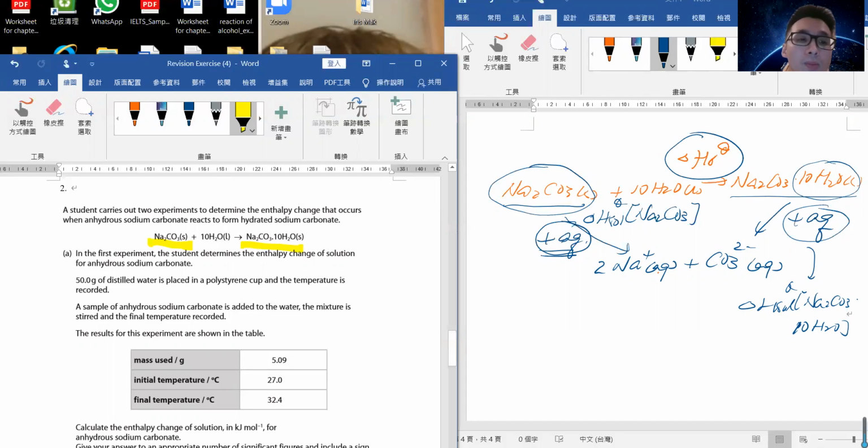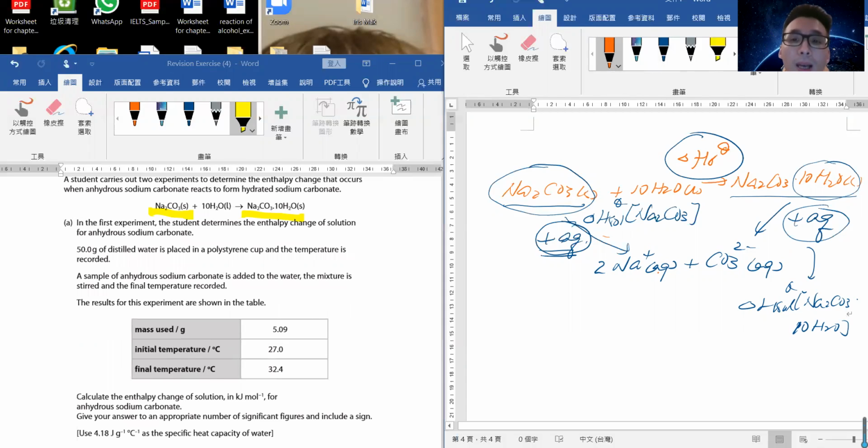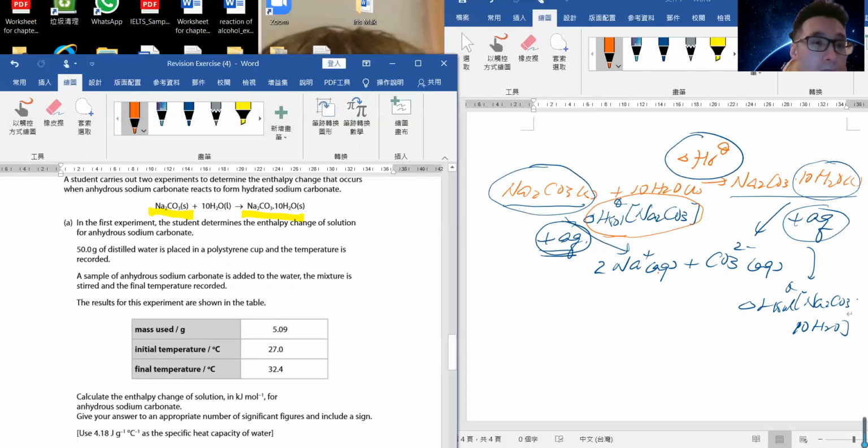For part A, the question is trying to guide you to find out this value. You have 50 grams of distilled water, and you put this mass of anhydrous sodium carbonate into the distilled water, and you find out the temperature increases. Can you see the temperature increases from 27 to 32.4?